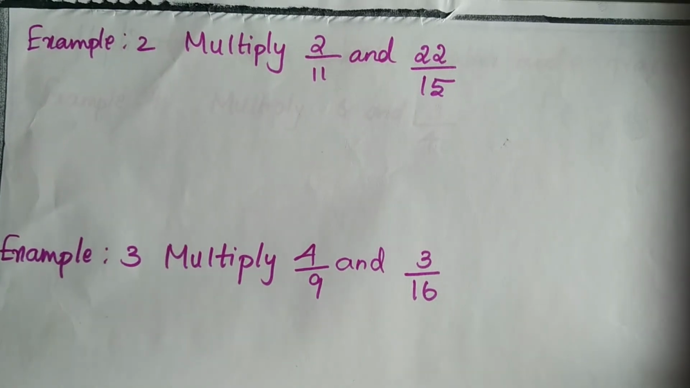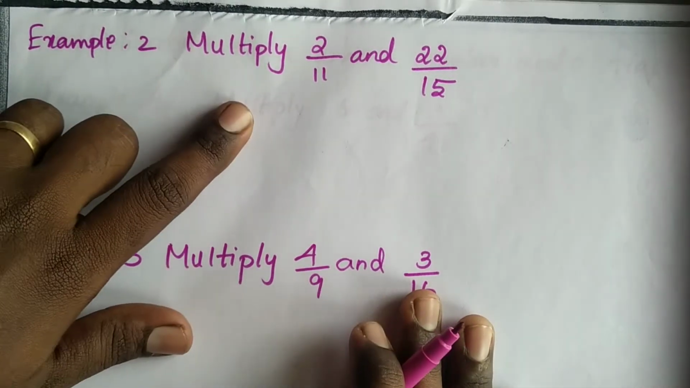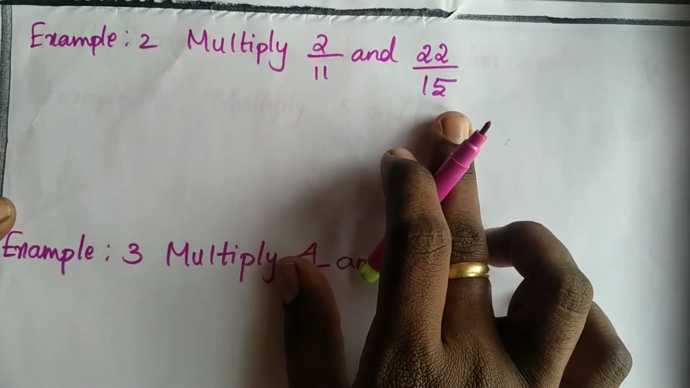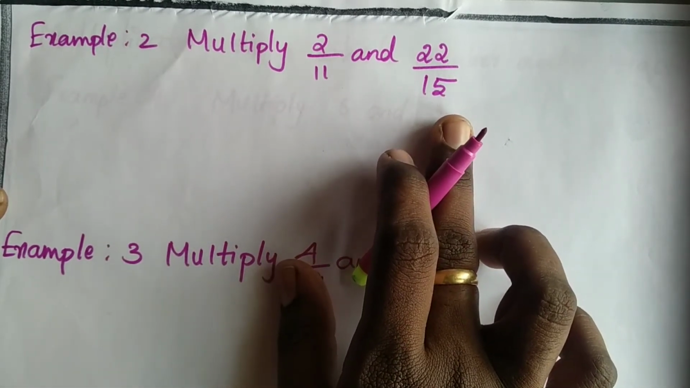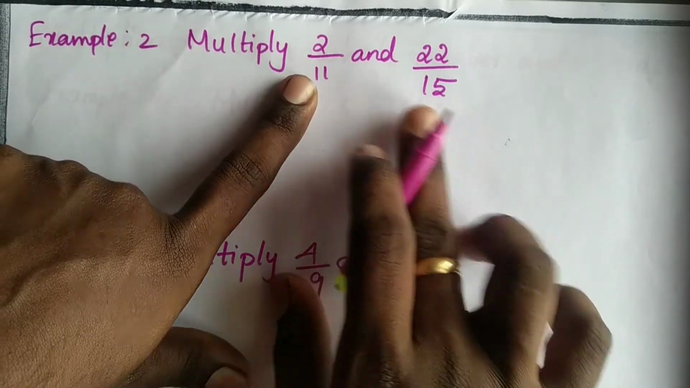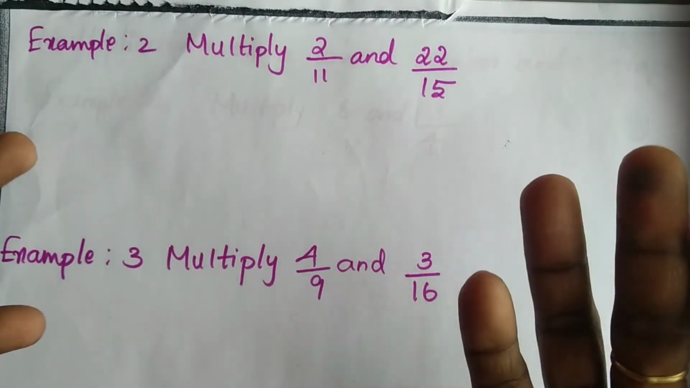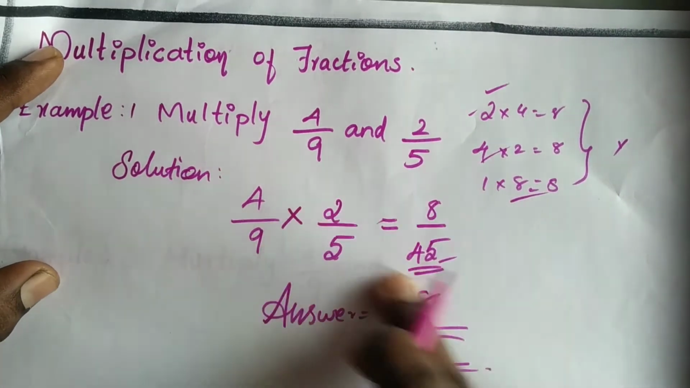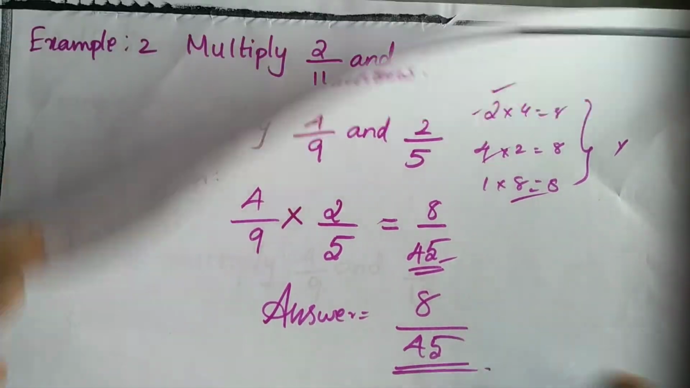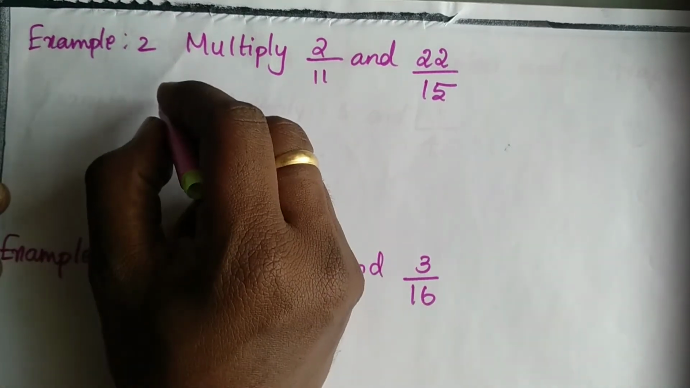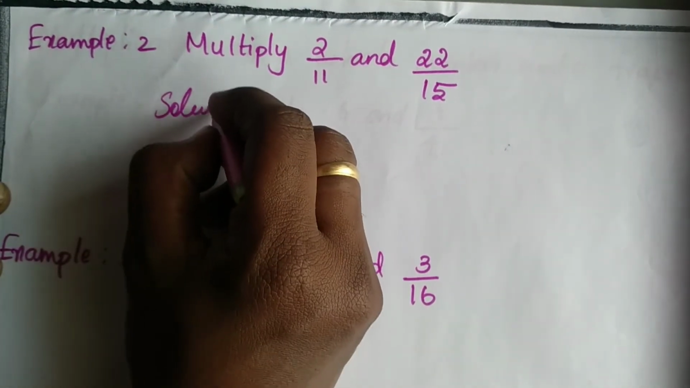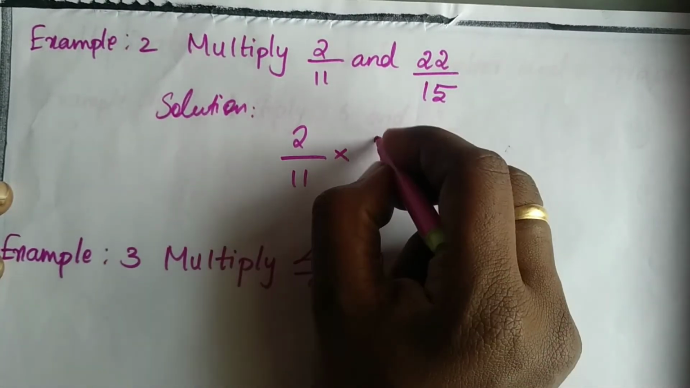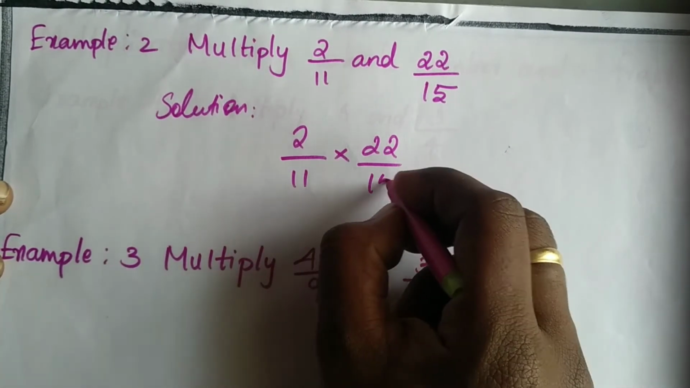Example 2. Multiply 2 by 11 and 22 by 15. In this session, if you multiply, you will get a bigger number. If you do the multiplication first, that is okay. After the multiplication, you can reduce to the lowest term. That is also okay. Here we are going to do the calculation like this. Solution: 2 by 11 into 22 by 15.